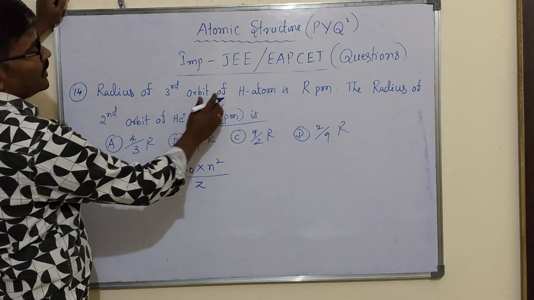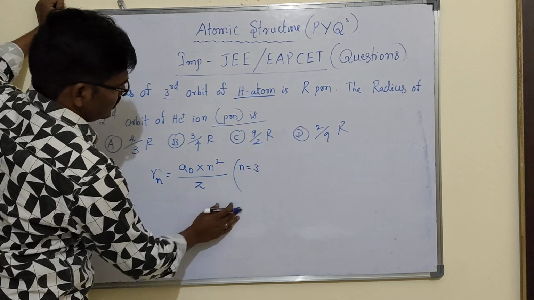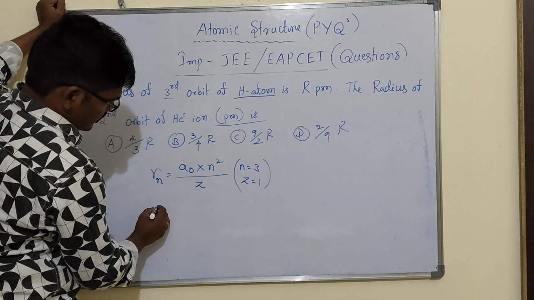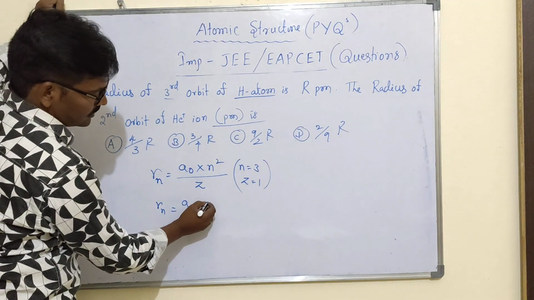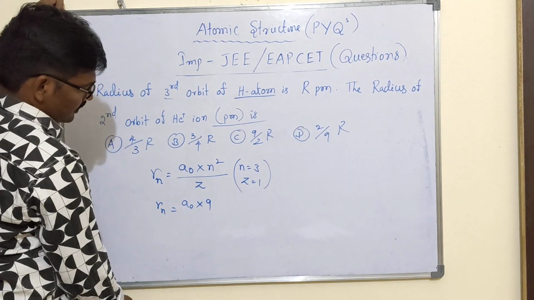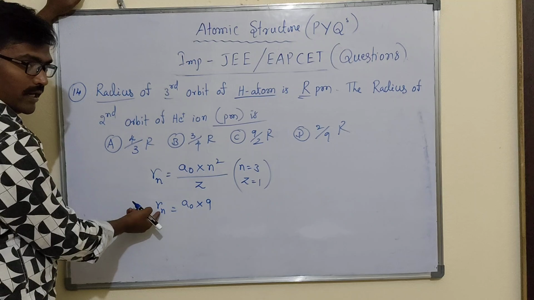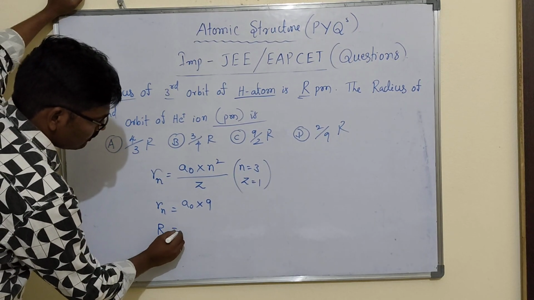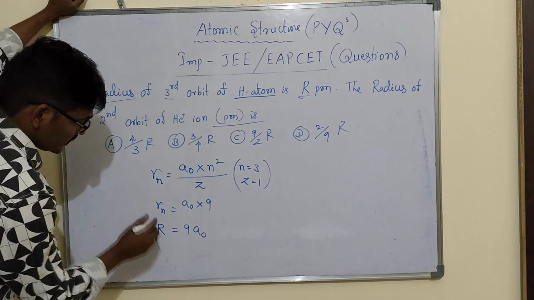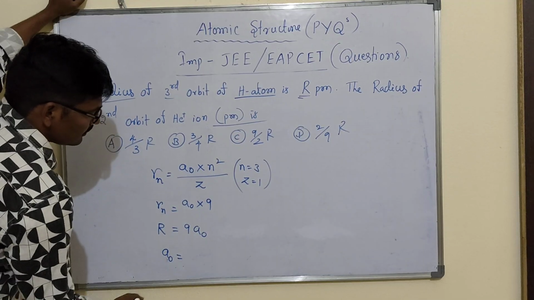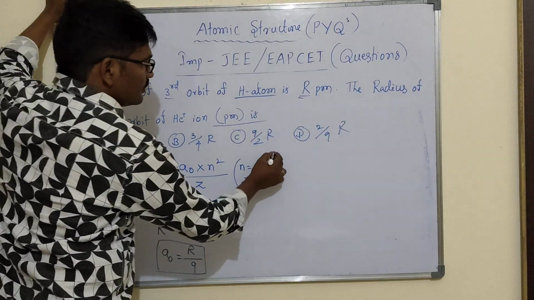So if we take the hydrogen atom, the third orbit is given, so n value is equal to 3, then z value is 1. Then radius of nth orbit is equal to a naught into 3 square, which is 9. They mentioned this is r picometers, so in the place of radius you have to take capital R, it is equal to 9 a naught, right? So if you want to get a naught, a naught equals r divided by 9. Clear?